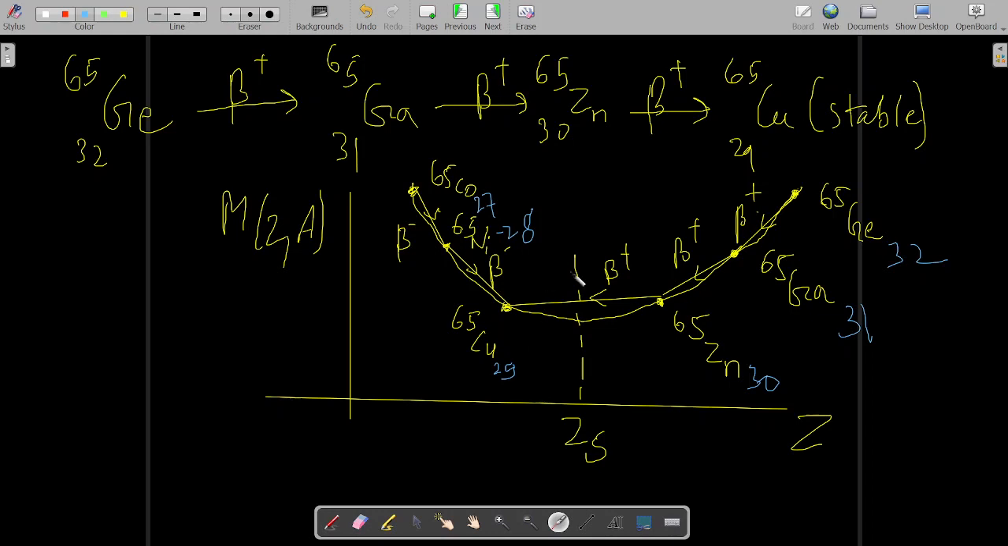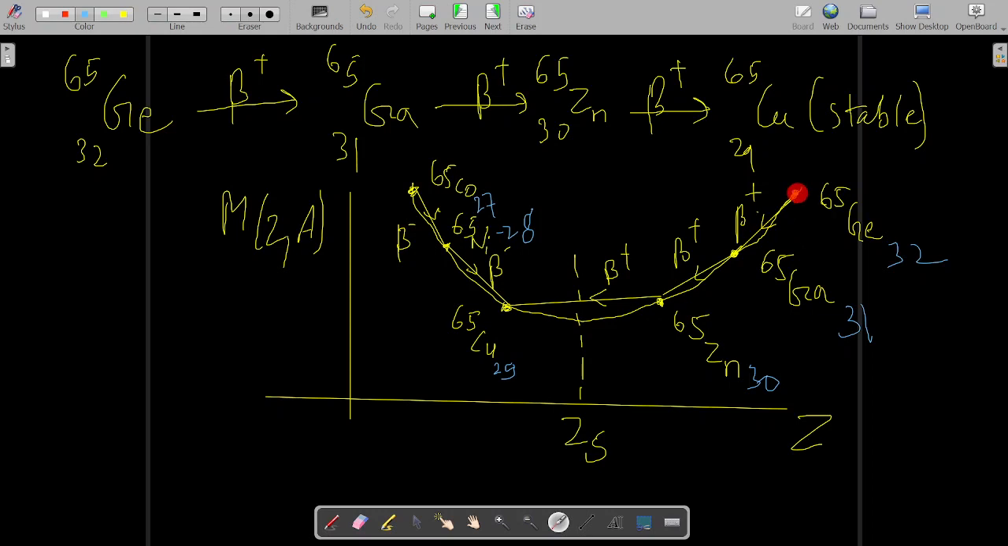Now if we look at the right hand side, we have an excess of protons. 65 mass number requires 29 protons for maximum stability, but over here instead of 29 protons we have 30 protons, 31 protons, and 32 protons. So they undergo beta plus decay, and when they emit one positron, their atomic number decreases by 1.